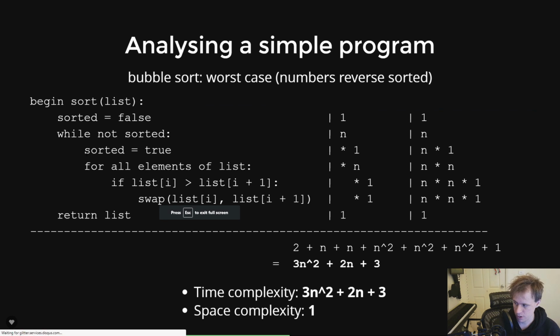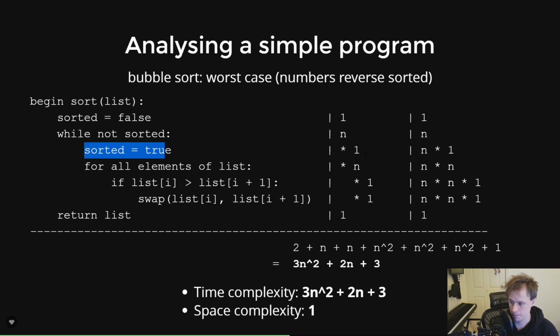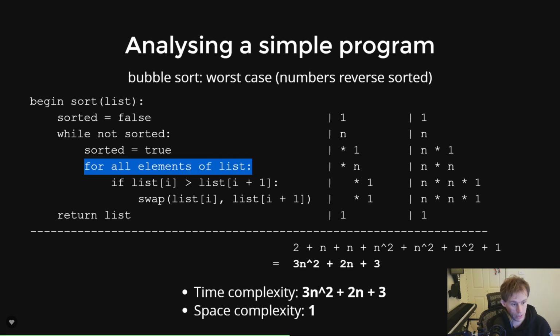For the next line here, sorted equals true, that's only one operation, right? We only have to do that once. But you notice here, because it's in a while loop, I've indented it and put a little asterisk here. We'll come back to what that means. For the next line, for all elements in the list, if we're going to loop through all the elements in the list, that's another n. So I put an n here, because this line will end up being executed n times. And again, it's got that little star in front of it because it is being multiplied. It's inside a loop.